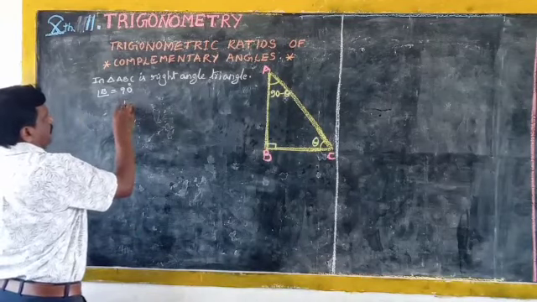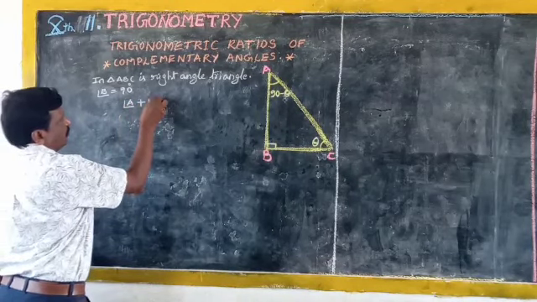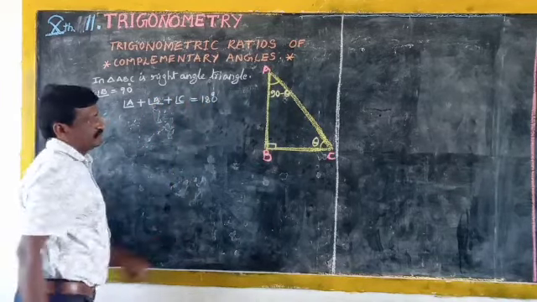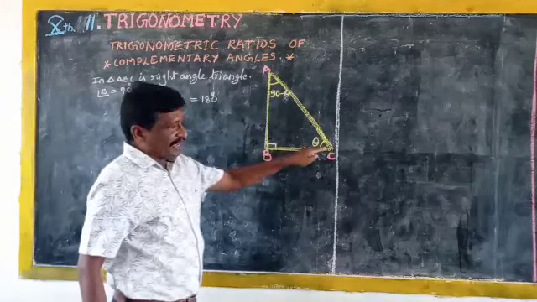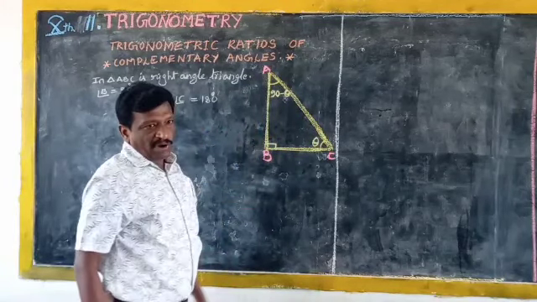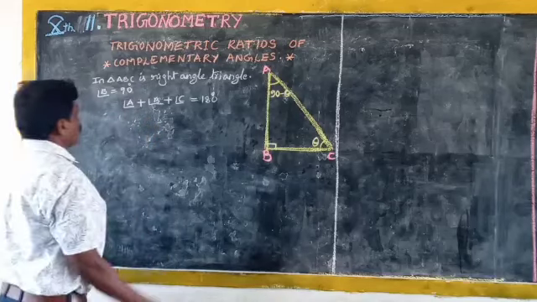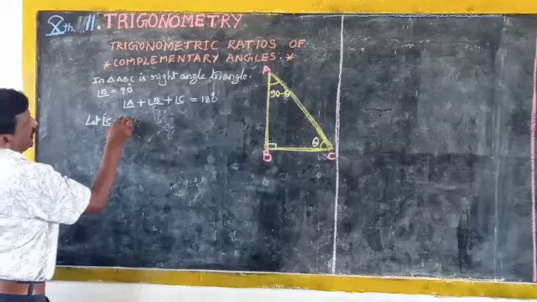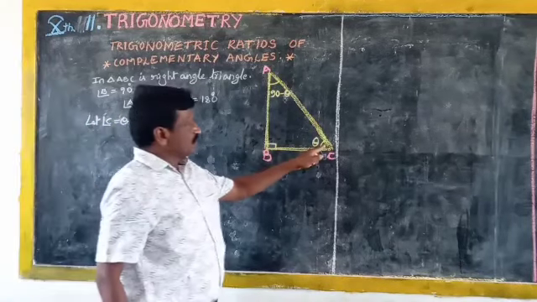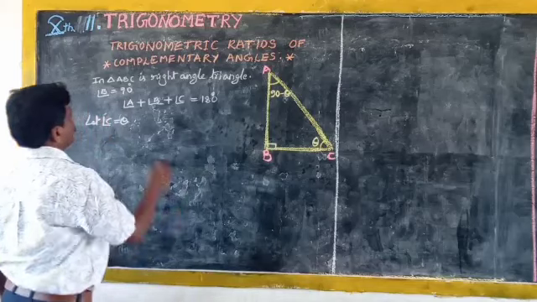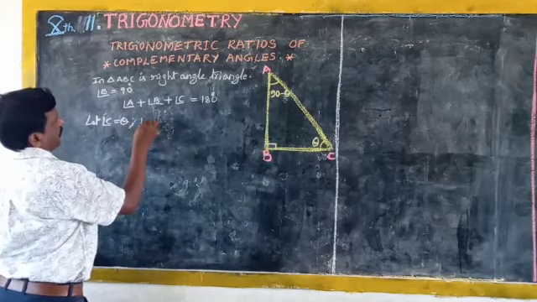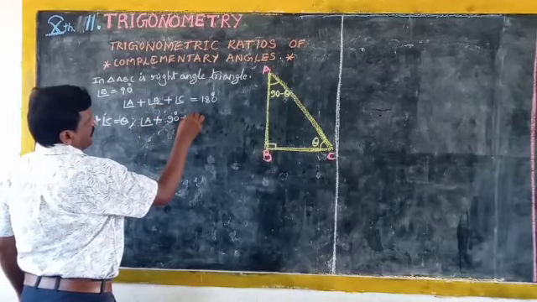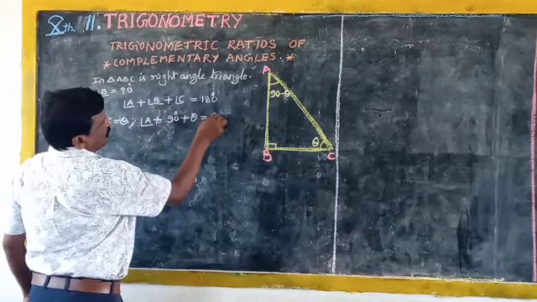Now angle A plus angle B plus angle C is equal to 180 degrees. So let angle C be equal to theta. Angle A plus angle B, 90 degrees, plus angle C, theta, is equal to 180 degrees.